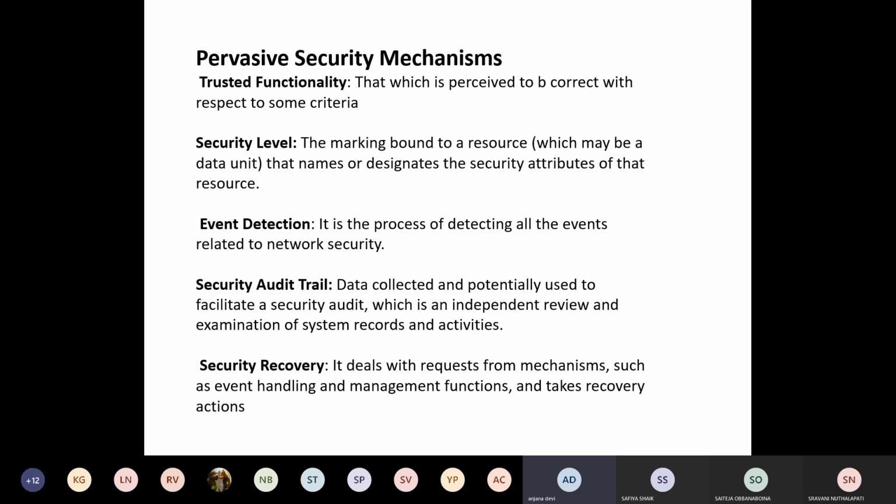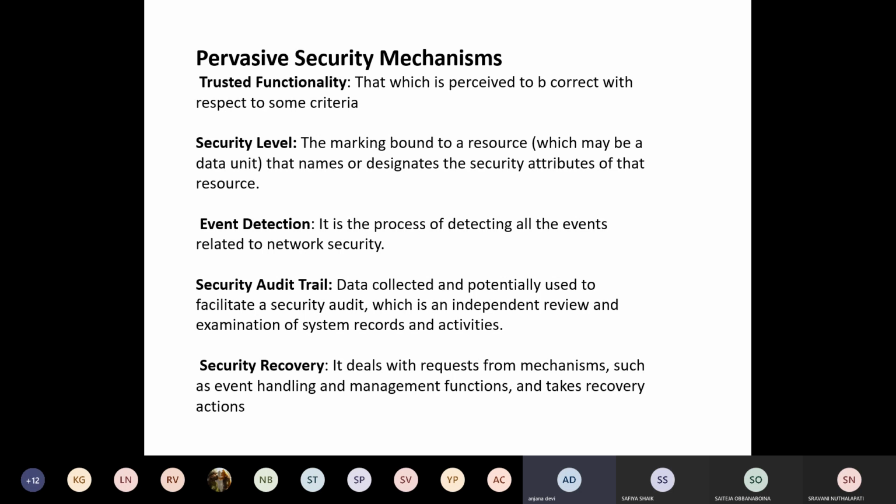Okay. Trusted functionality, that which is perceived to be correct with respect to some criteria. It is one of the mechanisms such that the data is perceived to be correct with respect to some criteria. According to some criteria, the data is preserved. Okay. Security label, the marking bound to a resource, which may be a data unit, that names or designates the security attributes of that resource. See, we are going to bind that data resource such that the names or designations or some security attributes of that resource cannot be modified or stolen.